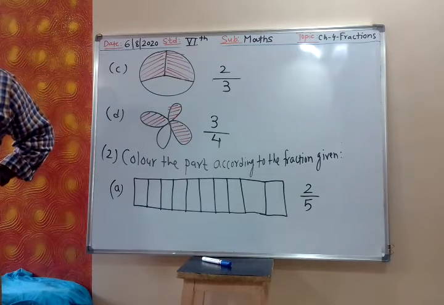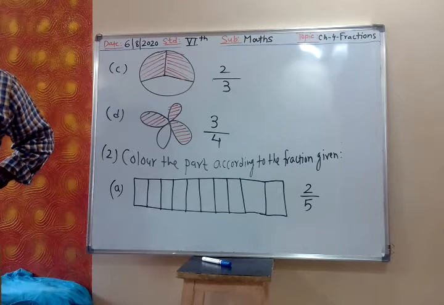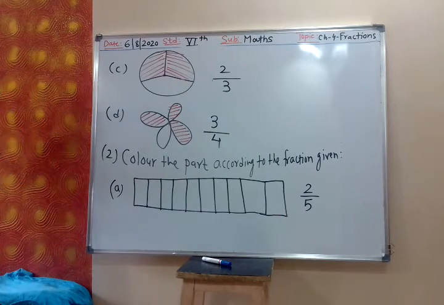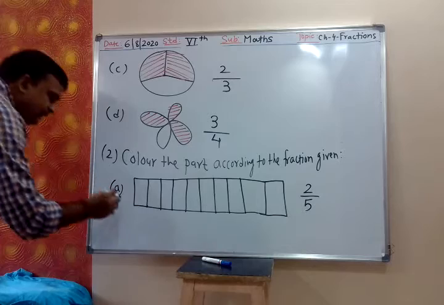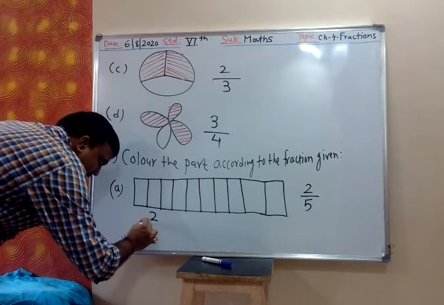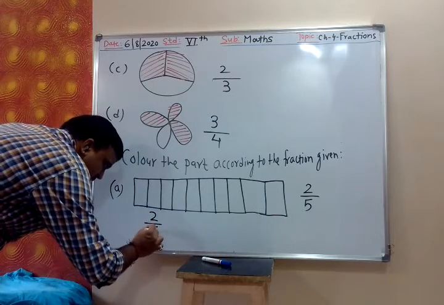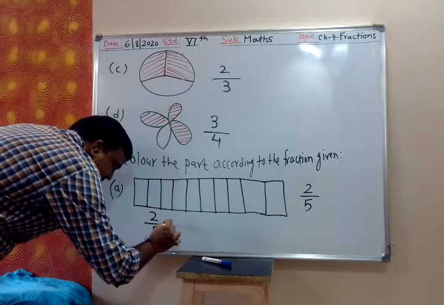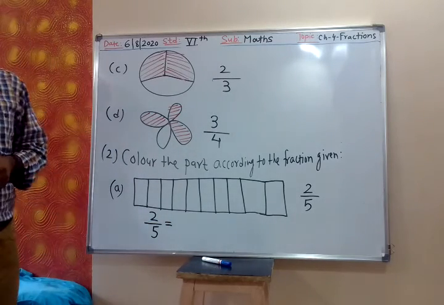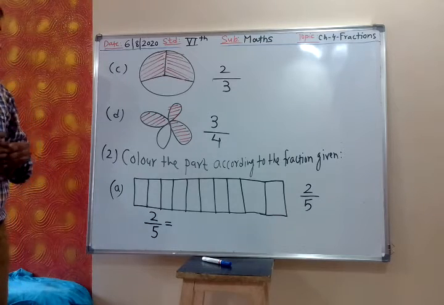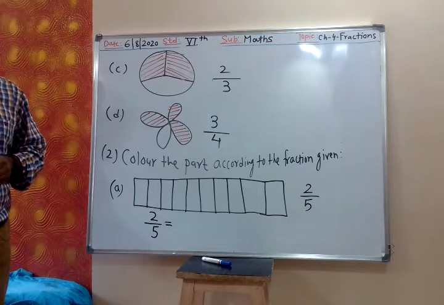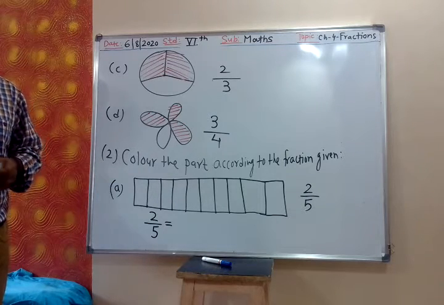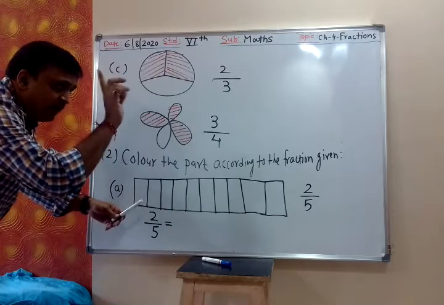Total 10 parts are there and we are given the fraction 2 upon 5. No, my dear, don't start writing. We are given the fraction 2 upon 5. Now how many parts are given in total? Tell me. Total 10 parts are there.